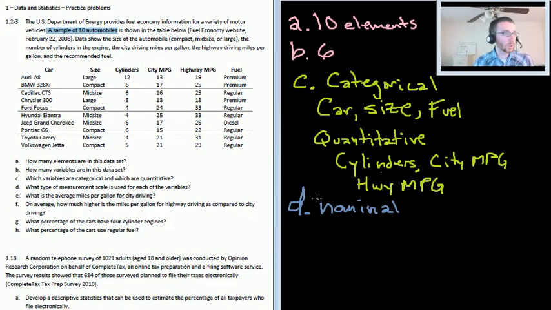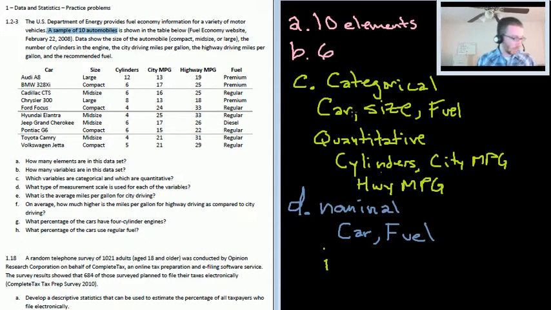Okay, so which ones are nominal? Well, the car is nominal. Size we can put in order, right? The smallest ones are compact, mid-size is bigger, and large is bigger than that. Fuel you almost can, but diesel gets in the way because it's not clear. You could say it goes regular, premium, and then premium plus or whatever, but diesel, it's not clear where to put that. So those are the ones that have a nominal scale.